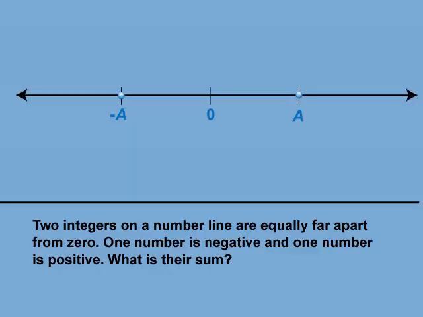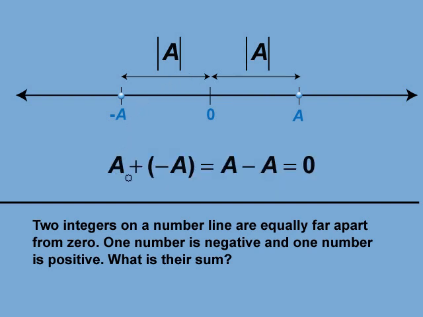2 integers on a number line are equally far apart from 0. One number is negative and one number is positive. What is their sum? The letters shown on the number line represent integers that are the same distance from 0. So the absolute value for each integer is the same as shown here. The sum of these 2 integers is shown here. Recall that the sum of a negative integer can be rewritten as subtraction of a positive integer. We get a minus a, which by definition is equal to 0.